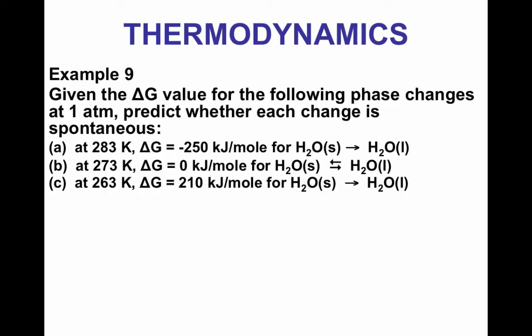So it is important to remember that anything in its standard state is 0. So now with example 9, you are given the delta G value for the following phase changes, and I want you to tell me whether it's spontaneous. So what you have to look at when you're determining spontaneity and delta G is the sign. Okay, so again, delta G being less than 0 is spontaneous. Delta G greater than 0, not spontaneous. And if it's equal, it's at equilibrium.